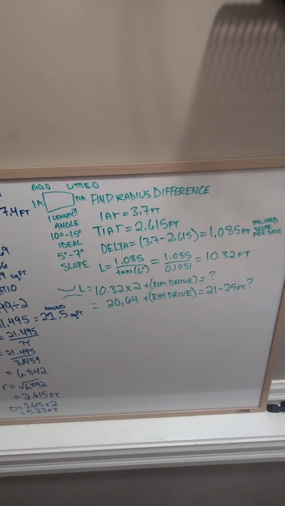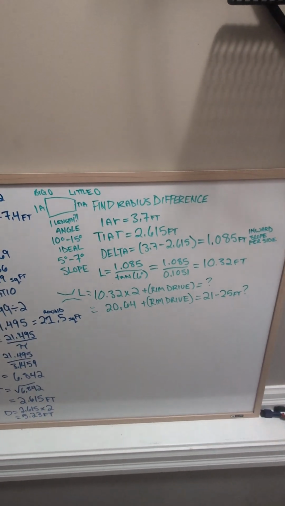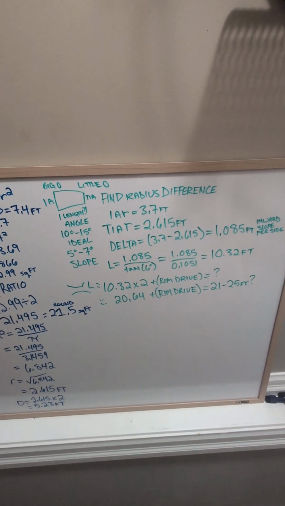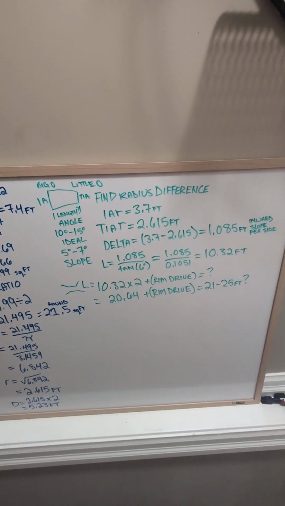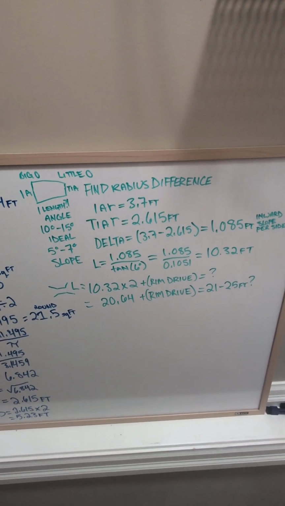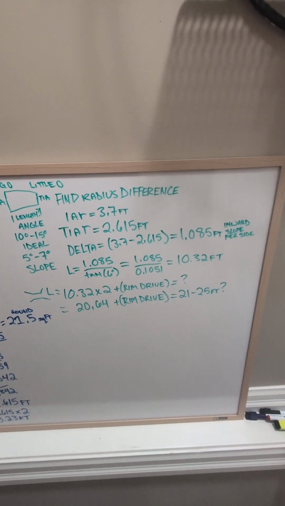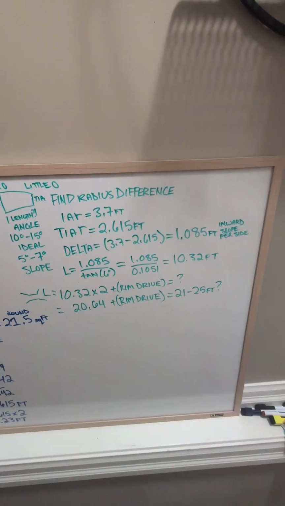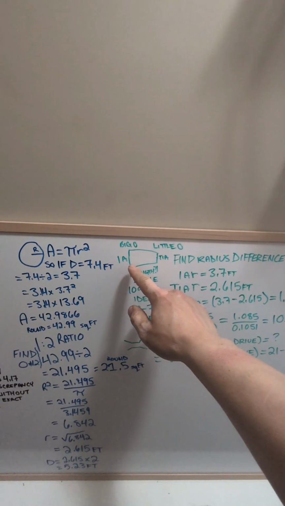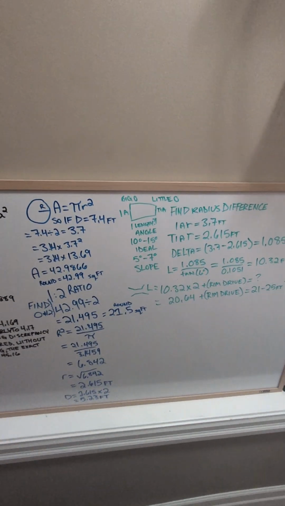So we want to find the radius difference. We got 3.7 and we got 2.615. So the delta is more or less putting the two and subtracting. Thus we get 1.085 feet of inward slope per side. More or less, just think of that like your roofing, right? The steps kind of effect.